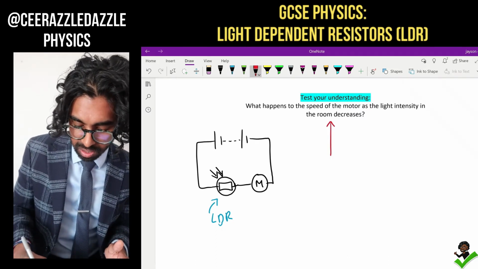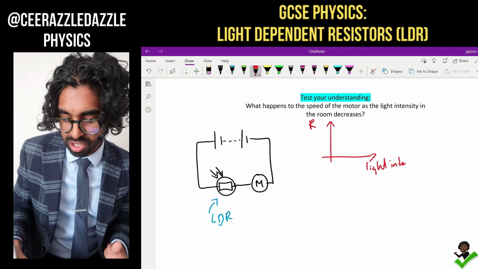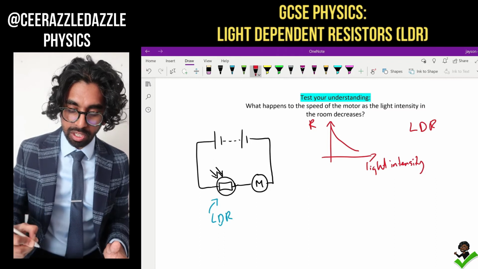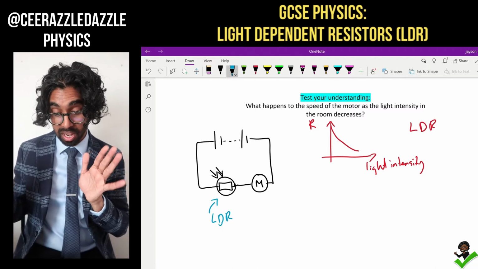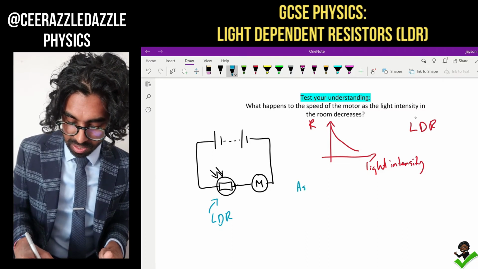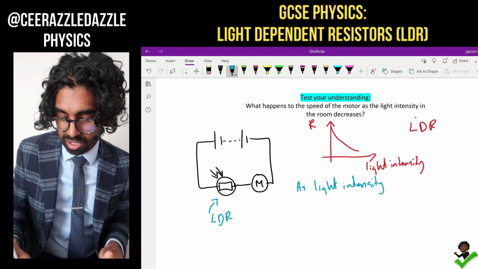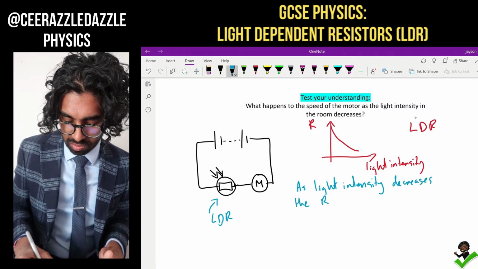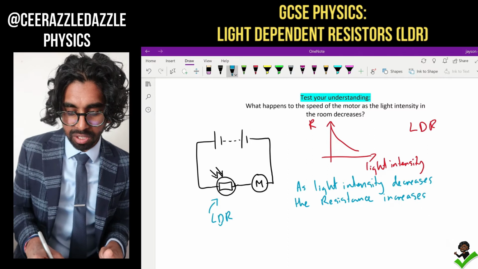You know that if we've got resistance against light intensity, this is only for the LDR. Only for the LDR, it will drop down. So if I'm making the room darker, what's going to happen to the resistance? If I make the light intensity decrease, the resistance will go up. Look at that graph. As light intensity decreases, the resistance increases.